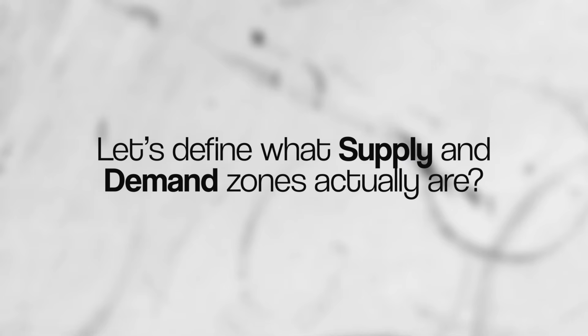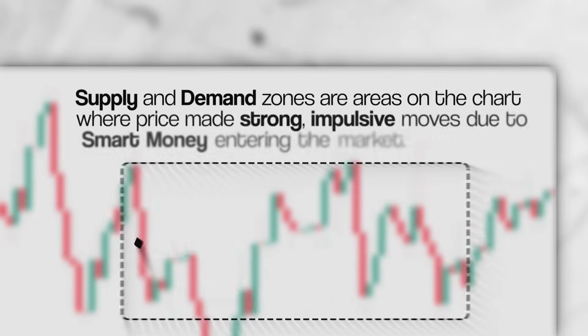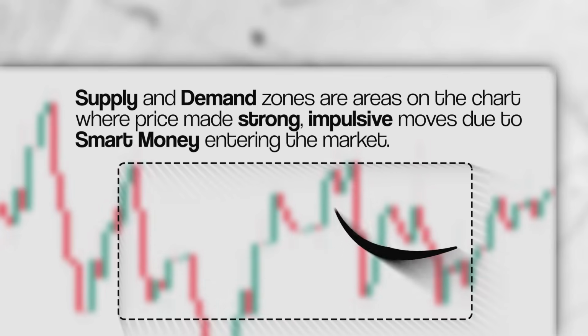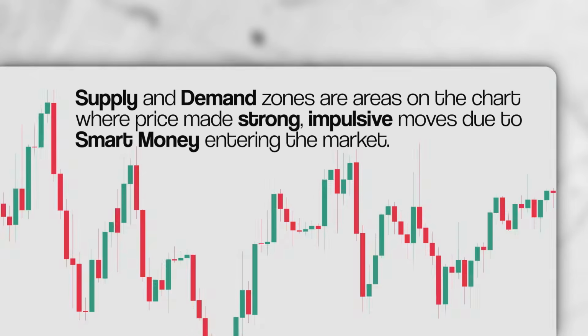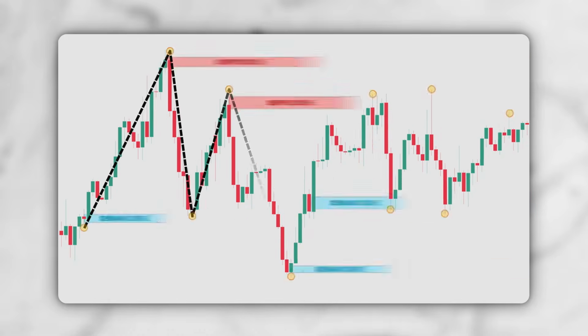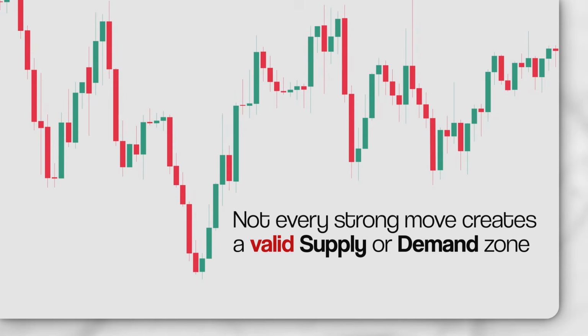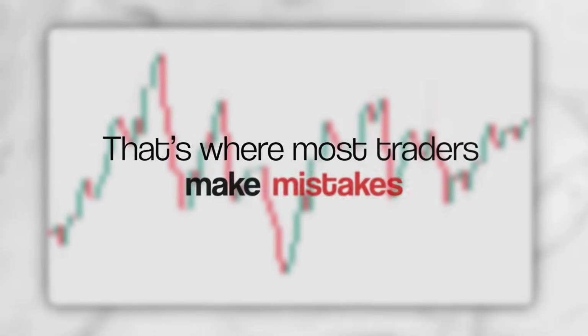First, let's clearly define what supply and demand zones actually are. Supply and demand zones are areas on the chart where price made strong, impulsive moves due to smart money entering the market. On the chart, this usually looks like sharp moves up or down. However, not every strong move creates a valid supply or demand zone. That's where most traders make mistakes.